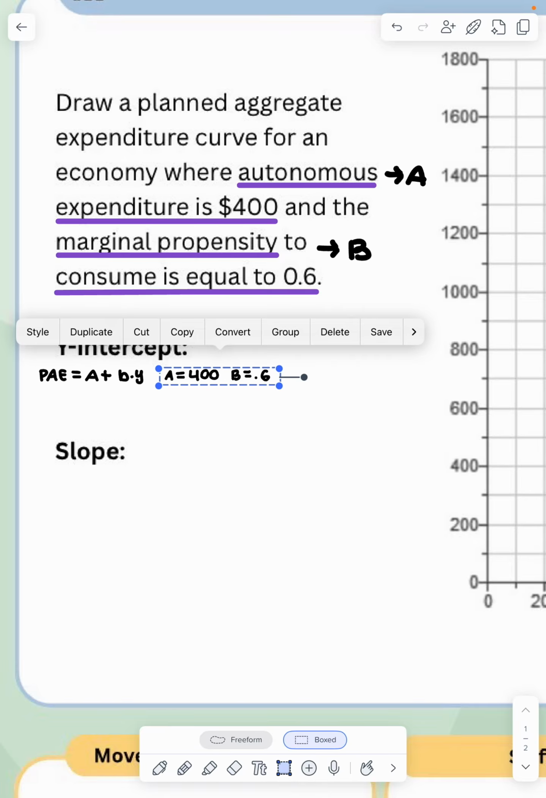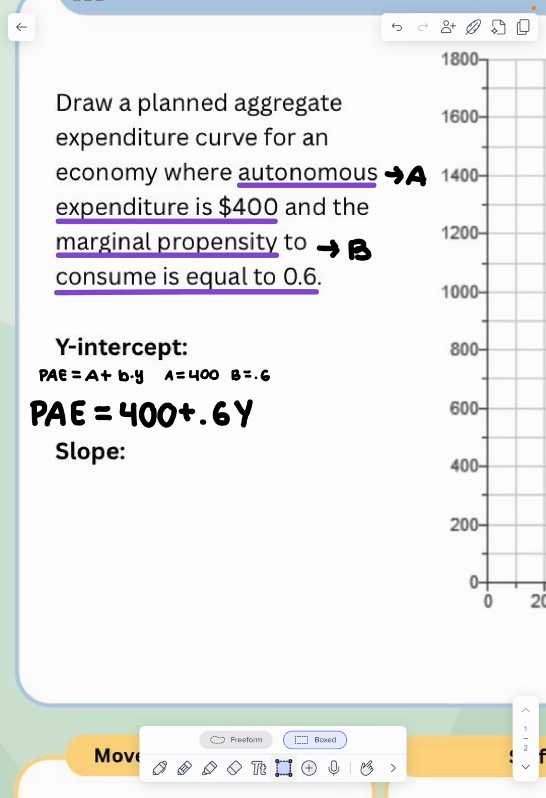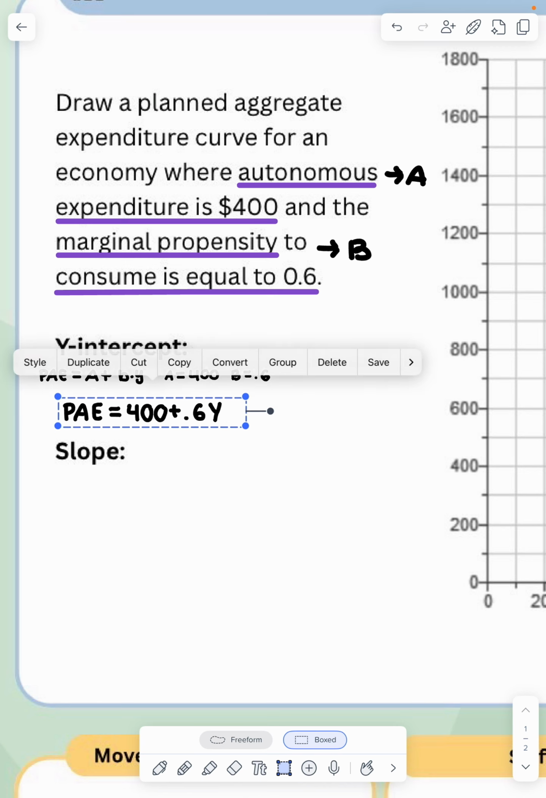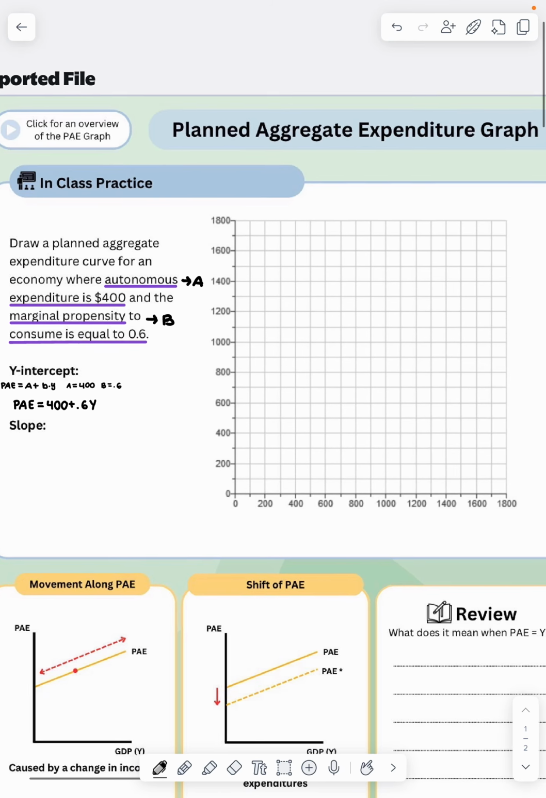So now we can go ahead and fill out this entire equation. So PAE equals 400 plus 0.6 Y. Now that is our full PAE equation right there. And out of this, you're going to get a lot of information that's really good for your graph, which is right here.